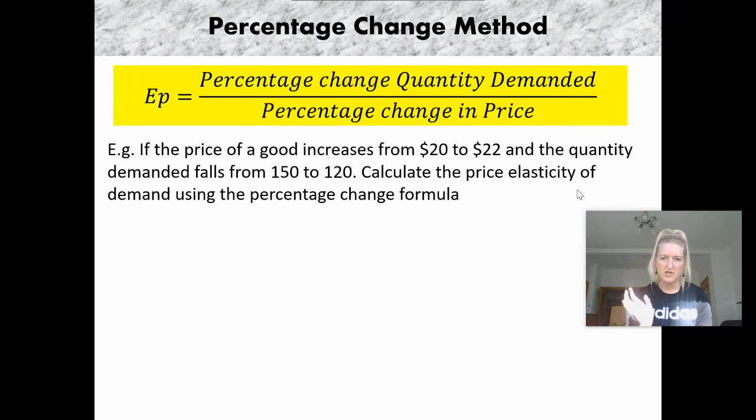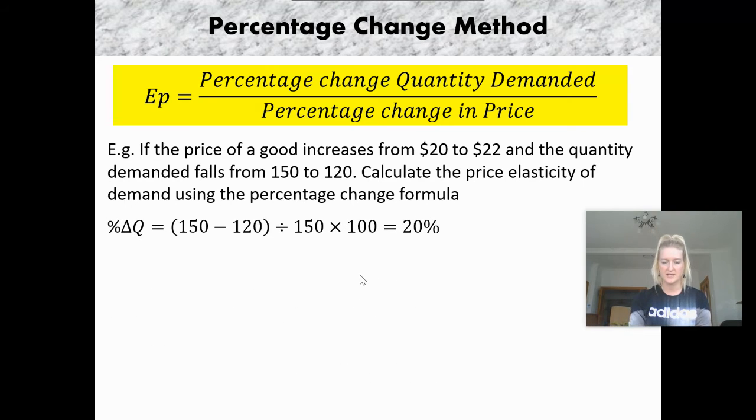So for a start, we need to do the percentage change in quantity demanded. So to do the percentage change in quantity demanded, we will go the change, which is 30 essentially. So 30 divided by the original amount, which was 150, times 100 to change it to percentage is 20. Then we do the same for the percentage change in price.